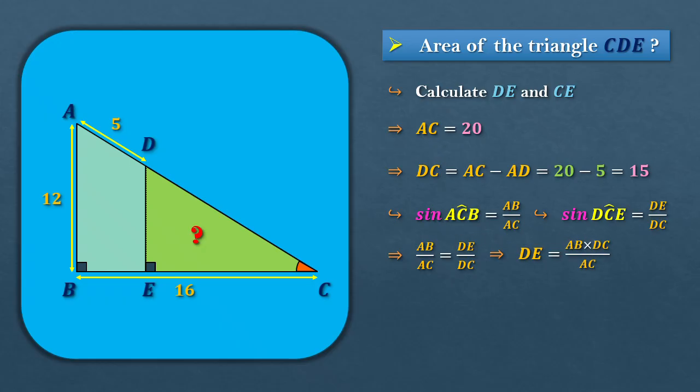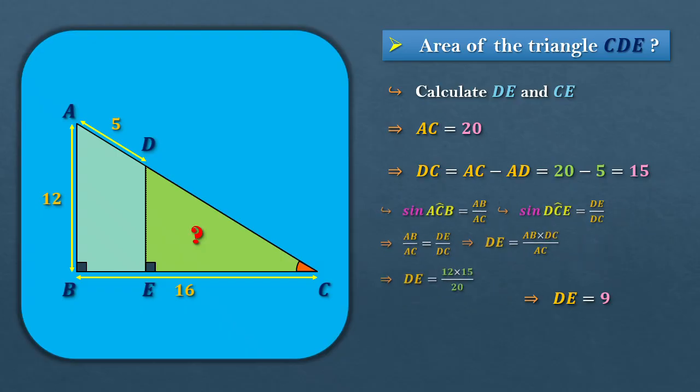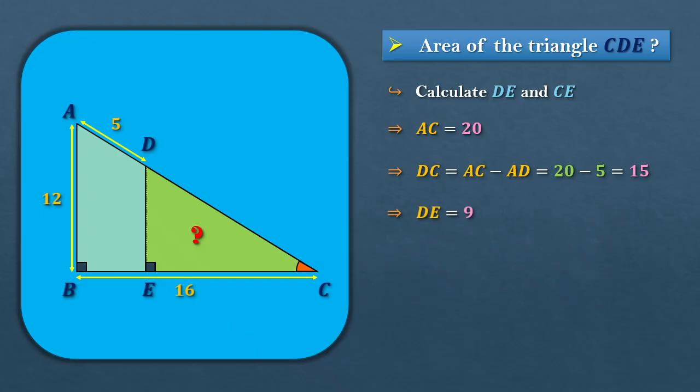This implies that DE is equal to AB multiplied by DC divided by AC. Substituting the values gives DE is equal to 12 multiplied by 15 divided by 20. Thus, DE is equal to 9 units.